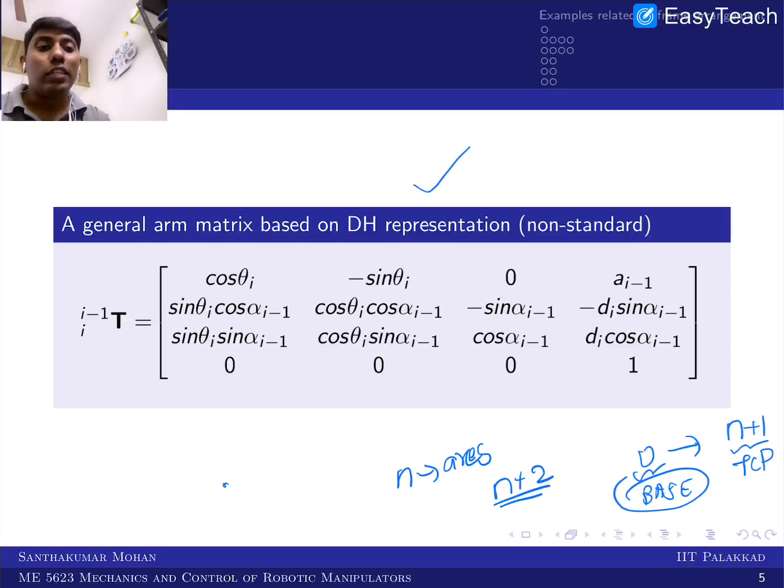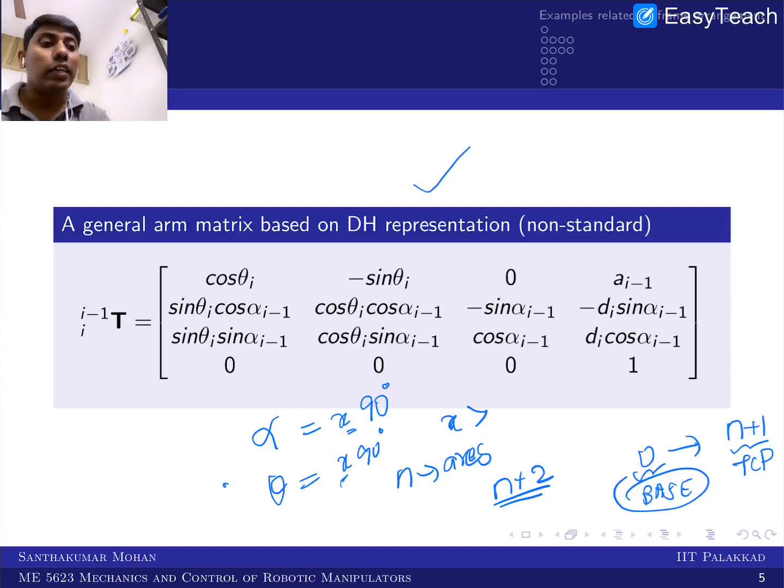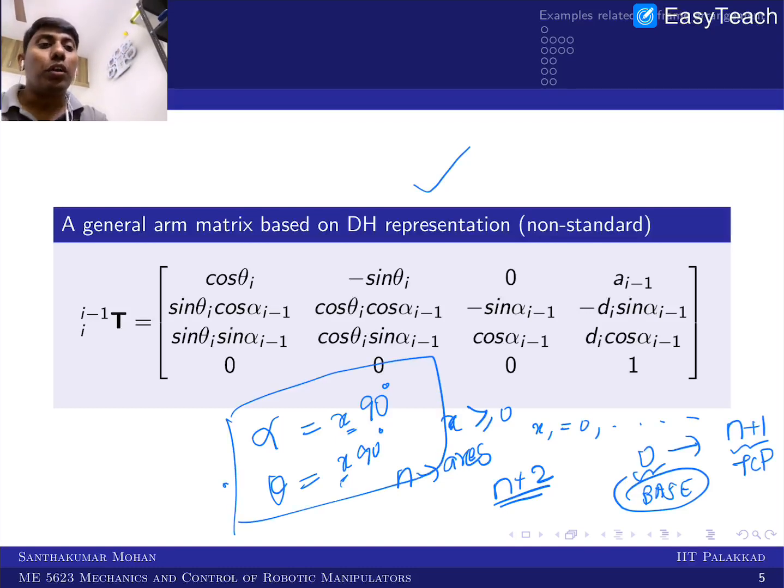And more or less, in the last live class I told you, conveniently you have to take alpha as multiples of 90, and if theta is a constant, that also you take as multiples of 90. Okay, so I am putting x as the multiple, so this is multiples of 90. Okay, so x is greater than or equal to 0, then x is 0, 1, 2, 3 like that. So that is the idea. Okay, so you got clarity now, right? So now we'll move forward.